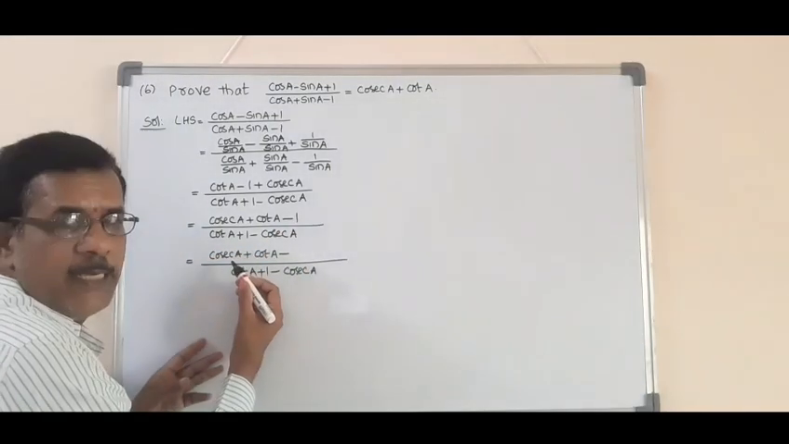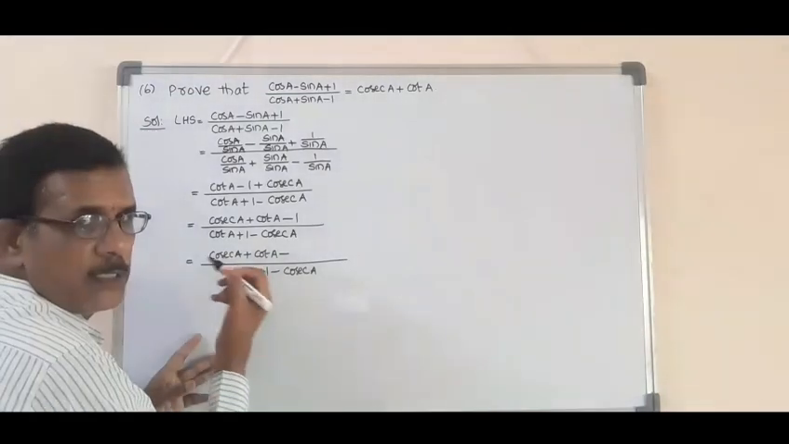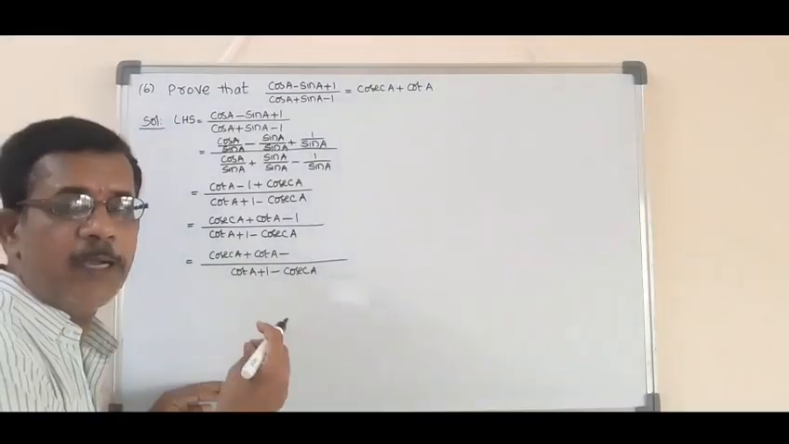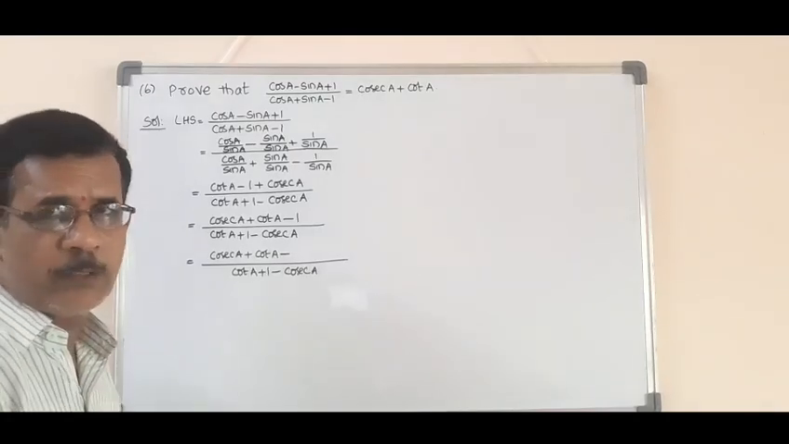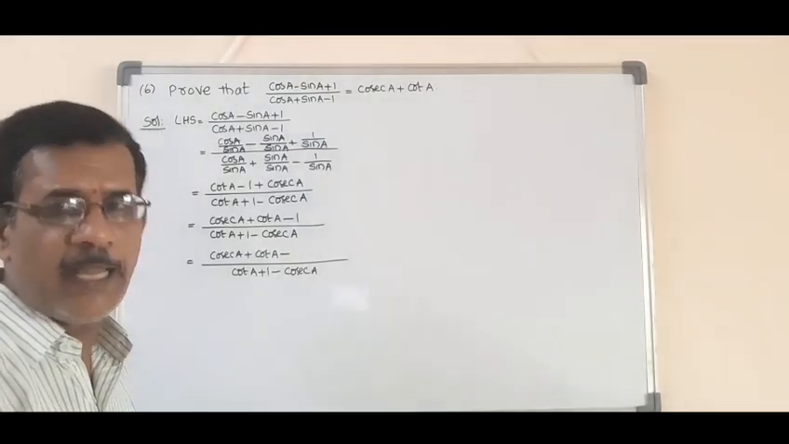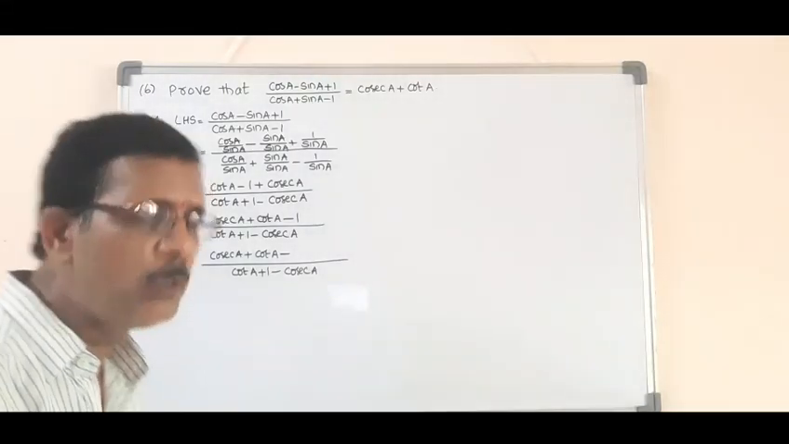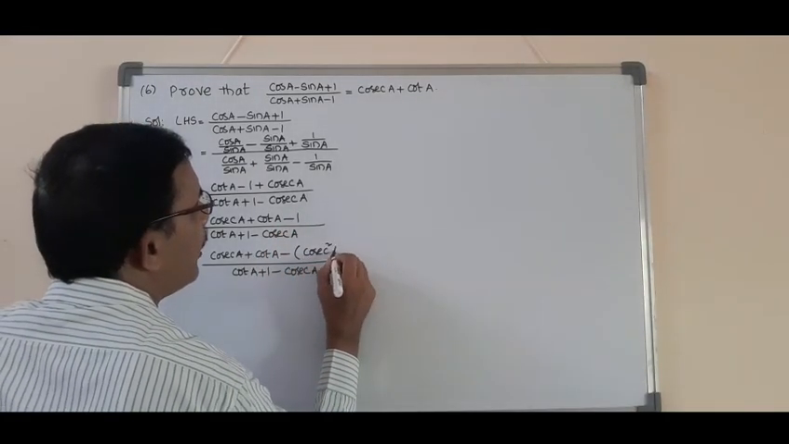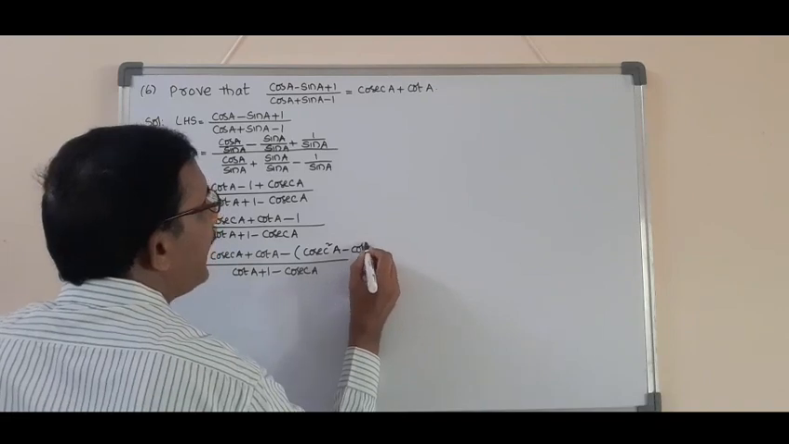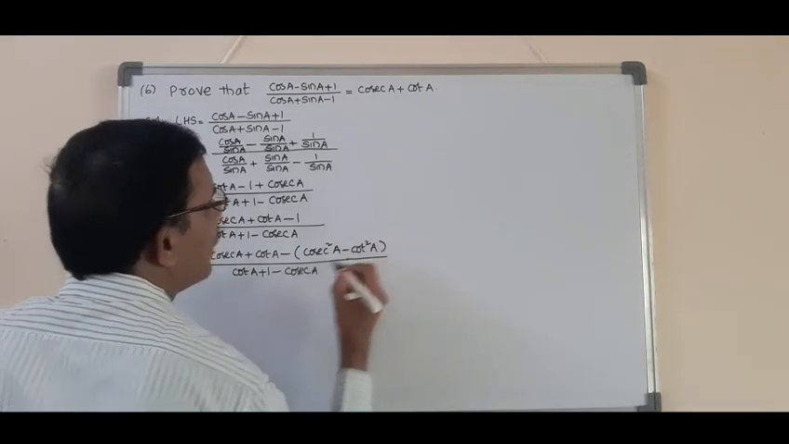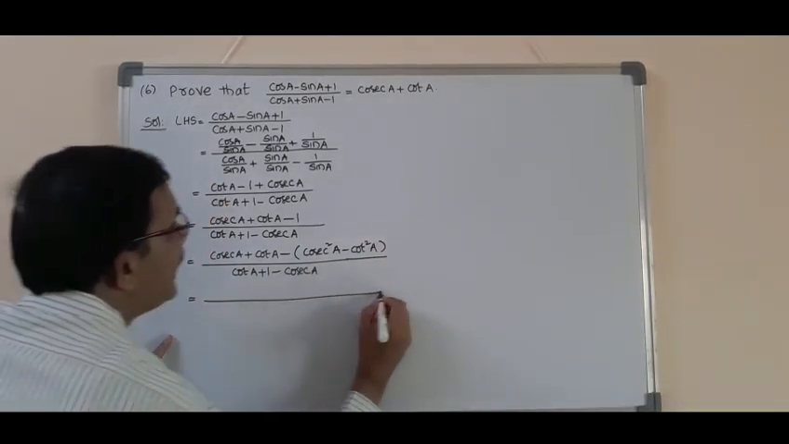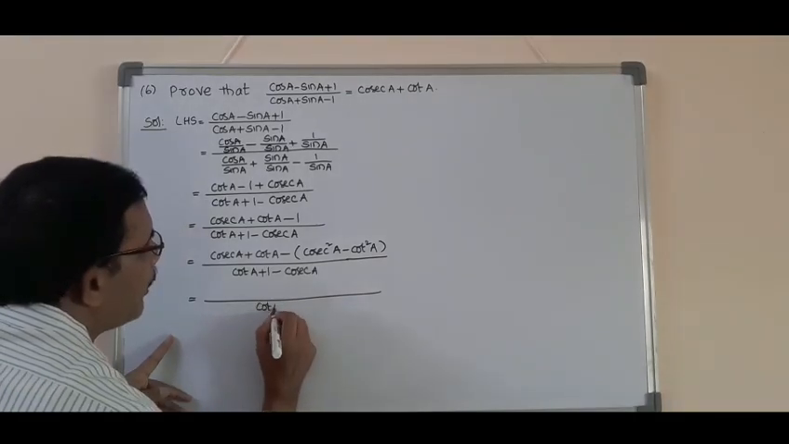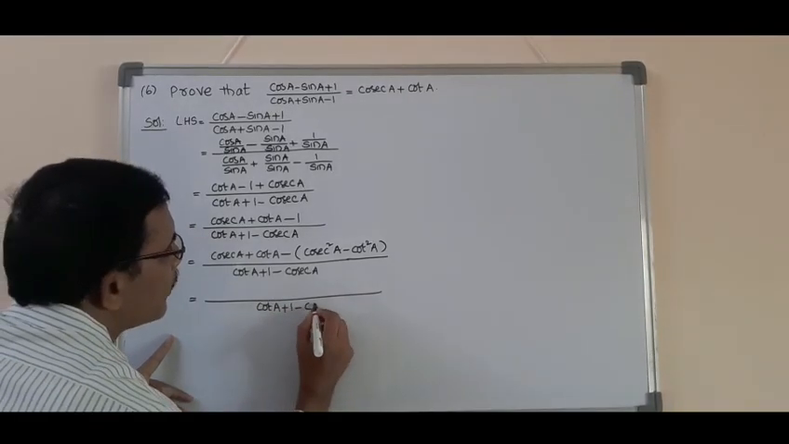So we know the identity which is related to cosec A and cot A. So relation between cosec A and cot A is cosec square A minus cot square A is equal to 1. So in place of 1 we will write cosec square A minus cot square A. Denominator is same, cot A plus 1 minus cosec A.